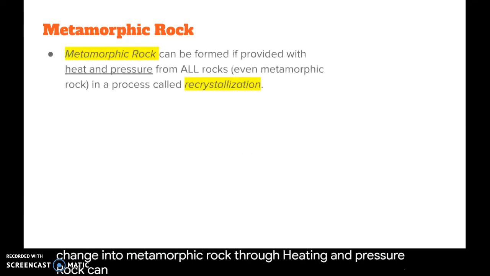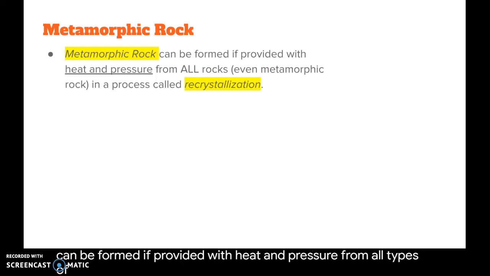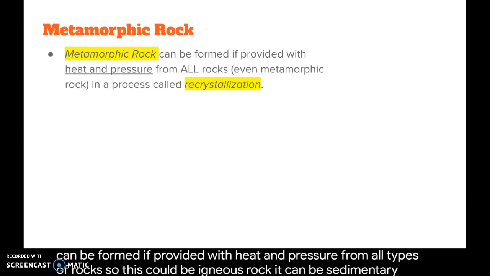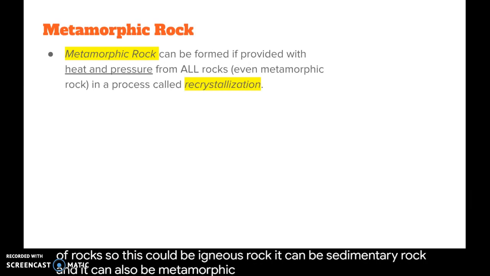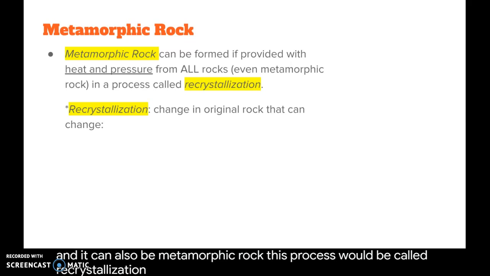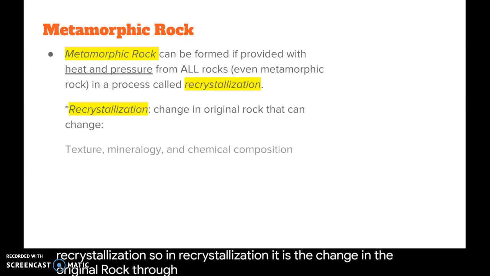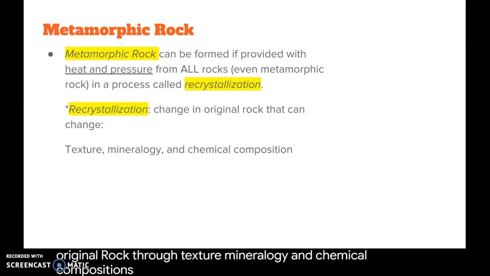Metamorphic rock can be formed if provided with heat and pressure from all types of rocks. So this could be igneous rock, it can be sedimentary rock, and it can also be metamorphic rock. This process would be called recrystallization. So in recrystallization, it is the change in the original rock through texture, mineralogy, and chemical compositions.